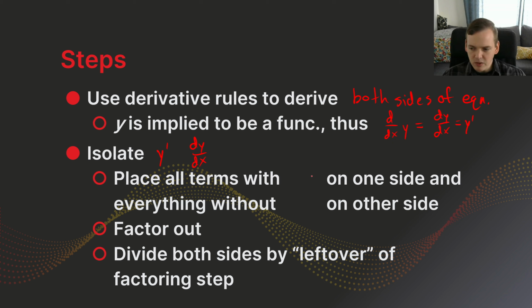So what you're going to do is place all the terms with y prime on one side, and then everything without y prime on the other side. On the side with the y prime, factor that out, and then divide both sides by the leftover of the factoring step. This is kind of maybe nebulous at the moment, but in the next video we'll look at some examples so you can jump over to there.